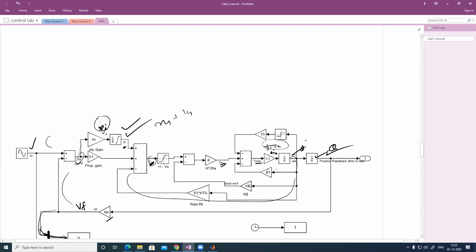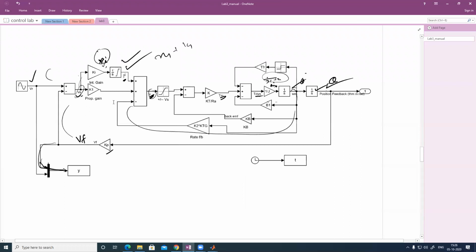Sir, what does Xi represent? Xi is the output of this integrator. We are taking every integrator output as a state. This integrator output is theta, this integrator output is omega m, and this integrator output is Xi. We are taking those things. What is the unit of Xi? Is it a voltage? It is only a state. It is a representation of state only.